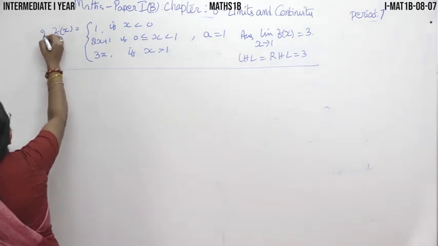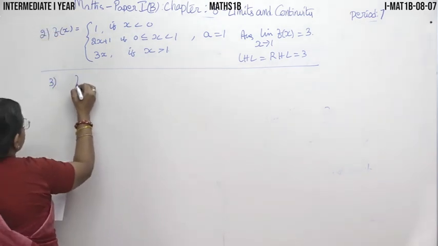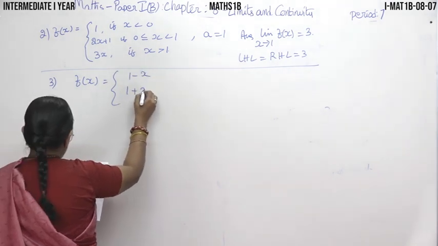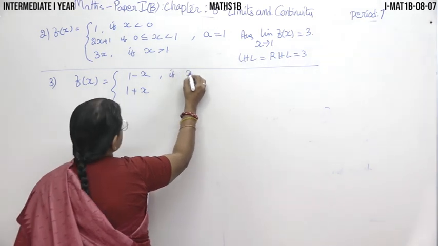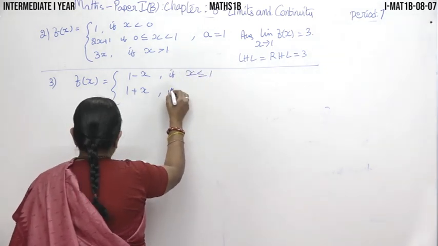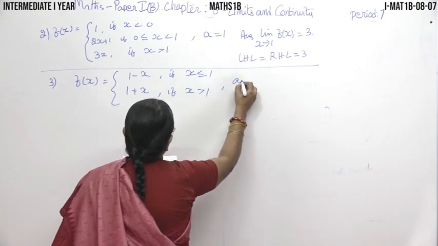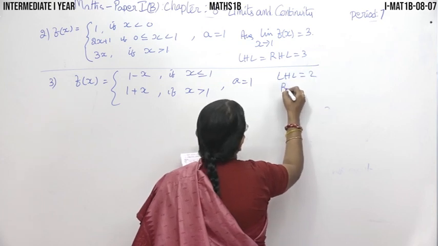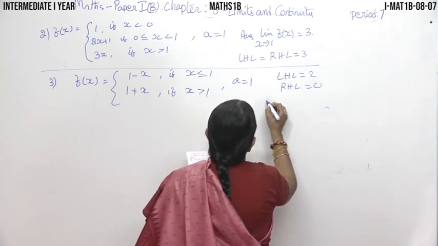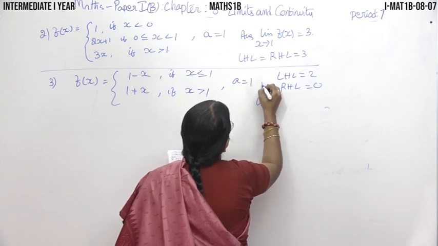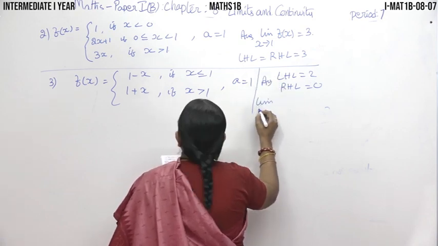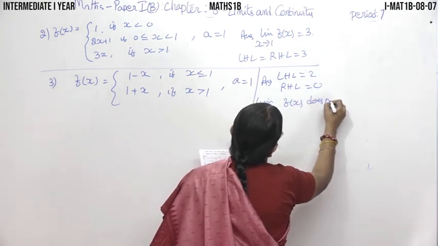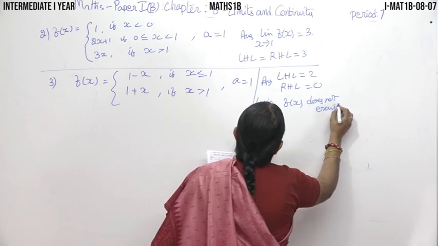You can try all these problems. Second one, next third one also you can try. f(x) = 1 - x if x ≤ 1, 1 + x if x > 1, a = 1. The answer is left hand limit is 2, right hand limit is 0. So the limit as x tends to 1 of f(x) does not exist. That is the answer.